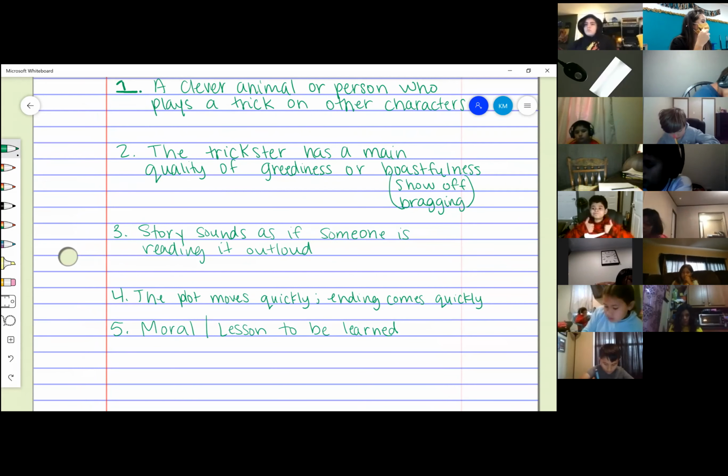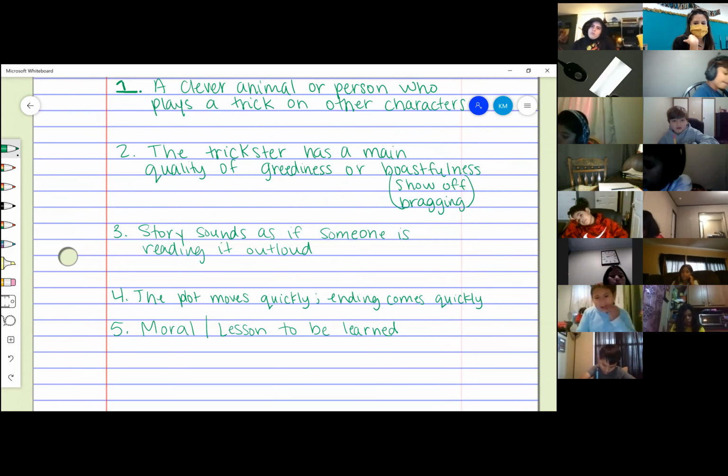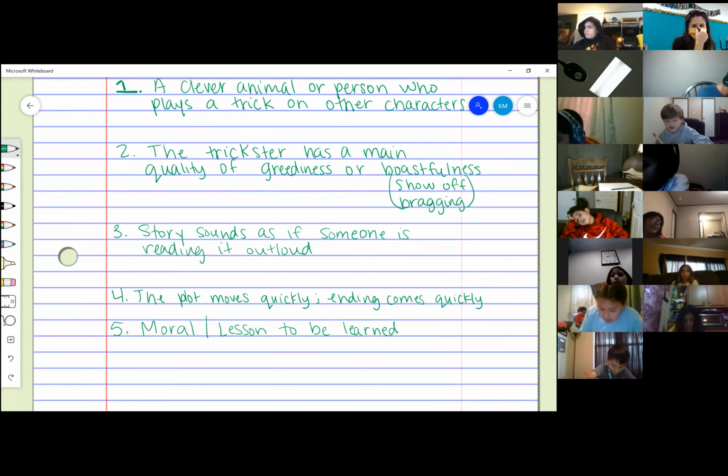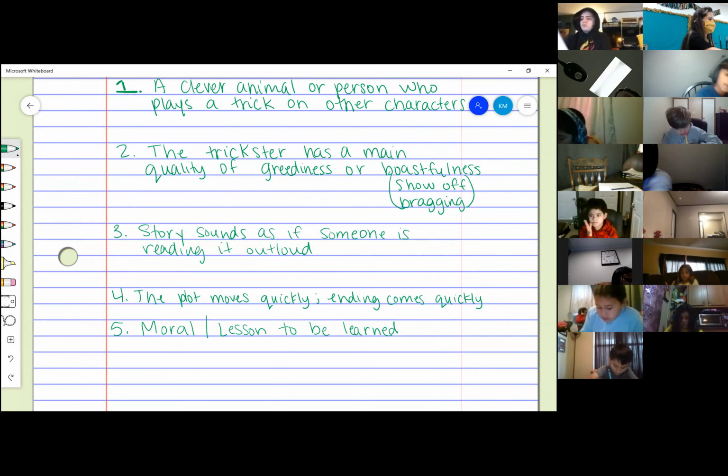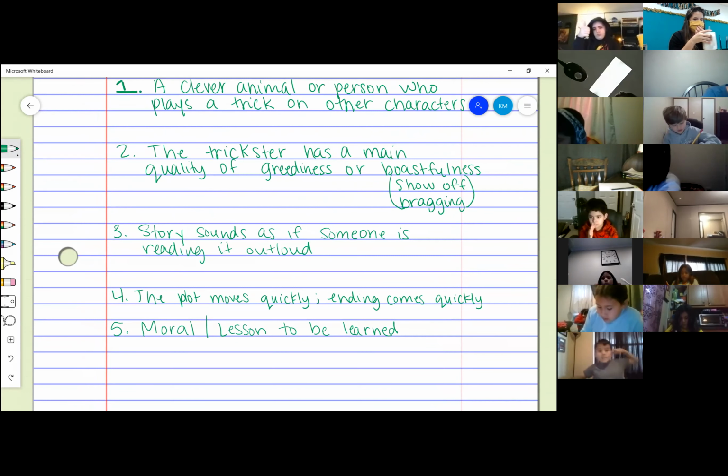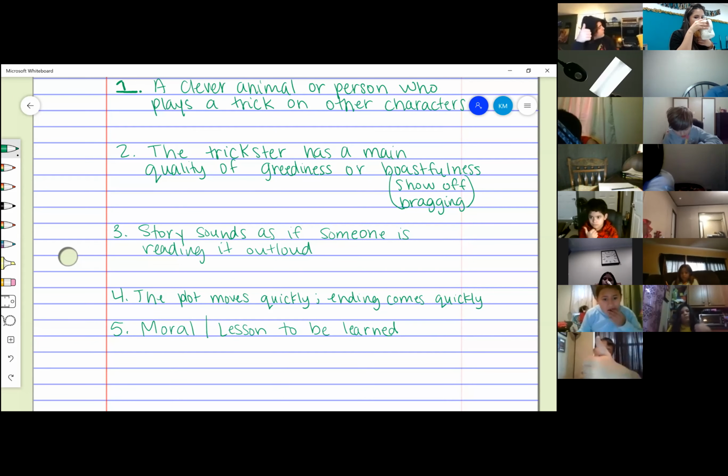So all of these are qualities of a trickster tale and what a story needs in order to be a trickster tale, okay? So what we're going to do next is we are going to read a couple of trickster tales, and then we are going to compare and contrast the characters in the trickster tale. Thumbs up when you're ready. Quickly, quickly, guys. We got to move quick. Quick fingers, please.